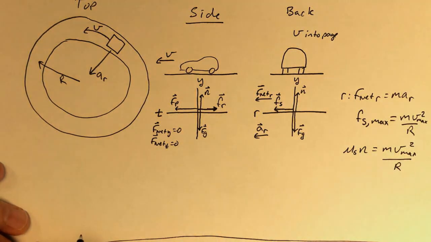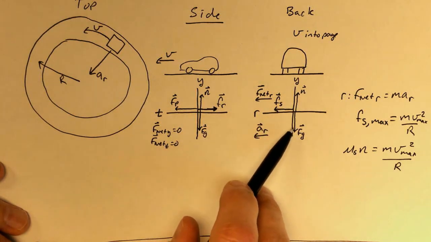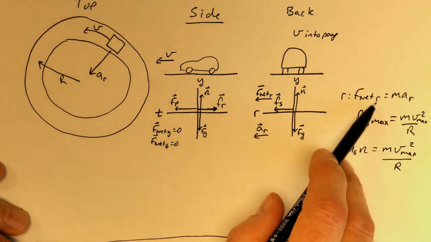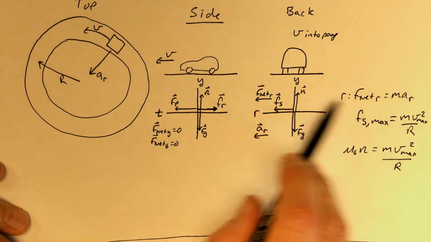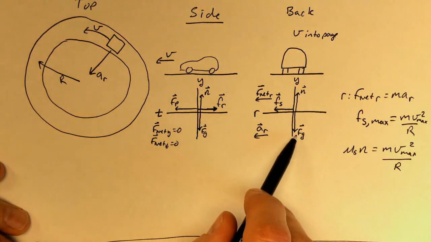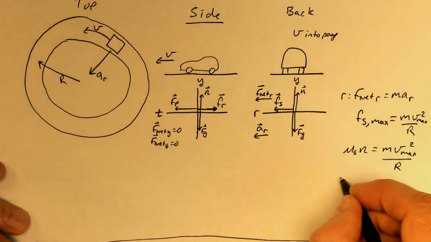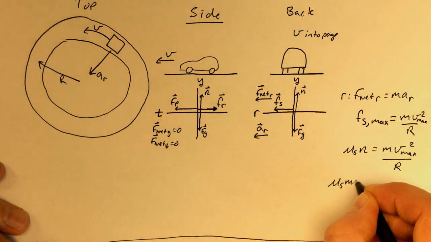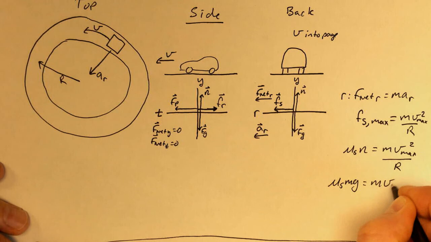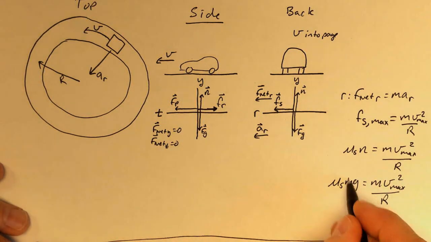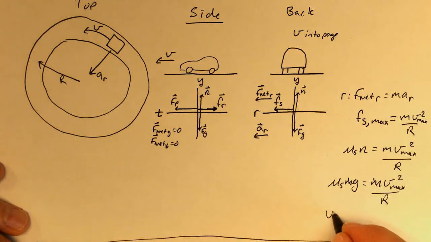And by looking at my y component, doing the second law for y, ay is 0. That means the normal force must equal the gravitational force. That means I can write this as mu s m g equals m v max squared over r. The masses cancel, and I can now calculate that v max is equal to the square root of mu s r g. Now, I wanted to bring this out.